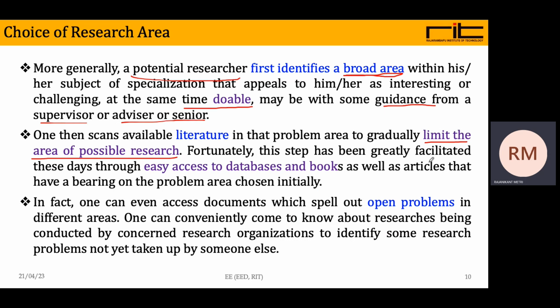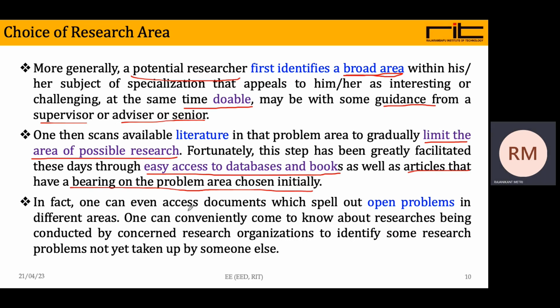And fortunately, this step has been greatly facilitated these days through easy access to databases and books as well as articles that have a bearing on the problem area chosen initially. Today we have a lot of sources like IEEE, Google Scholar, and lots of databases elsewhere, Springer, Wiley. Also, e-resources, e-books, and even articles are available. Those all will help in selecting, finalizing, or limiting our area of research to that subfield.